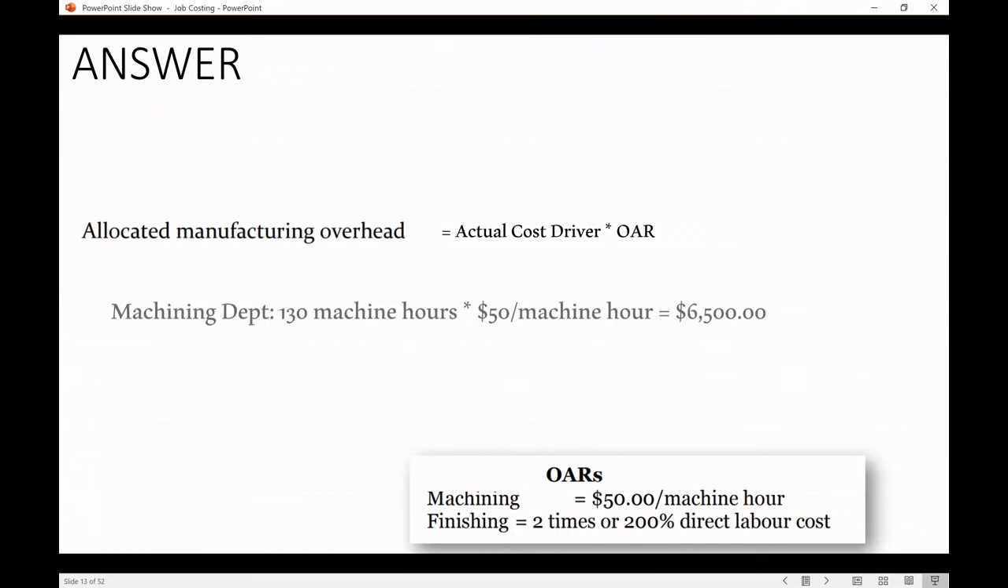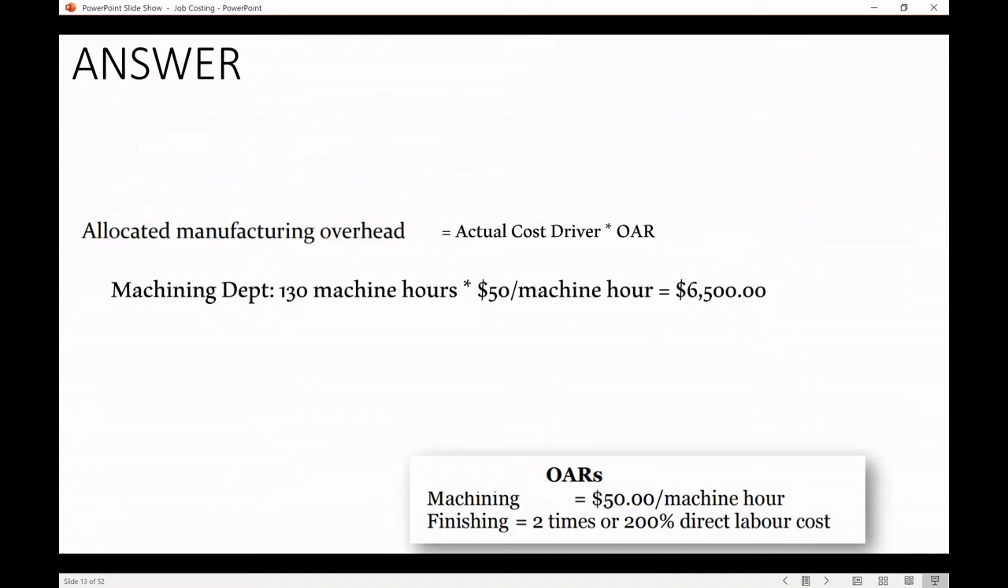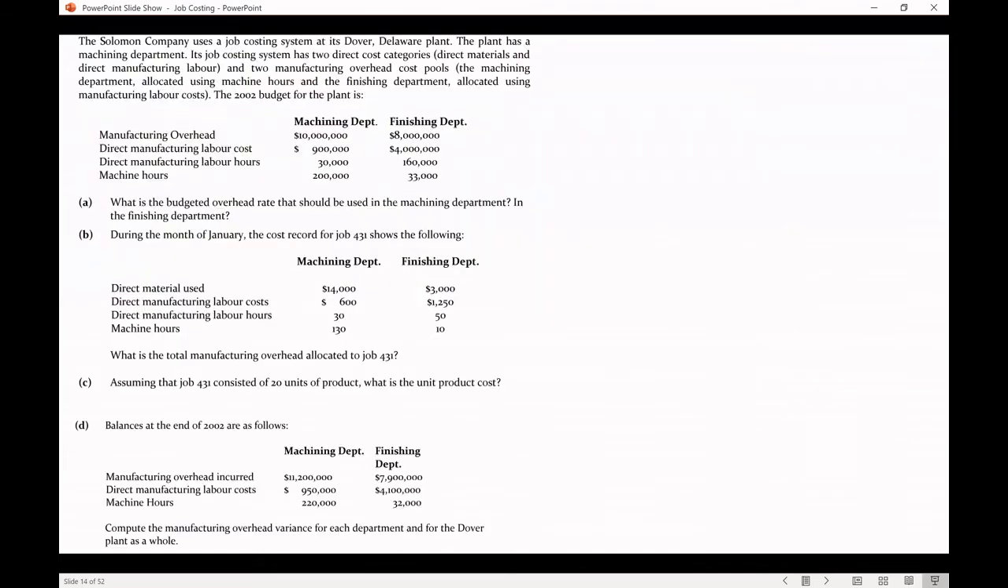6,500, right? So the machining department, 130 machine hours times the $50 per machine hour gives you 6,500. And for the finishing department, our actual cost driver, 1,250, times our OAR, which is 2, gives us 2,500. And the total of that is 9,000. So our total allocated manufacturing overhead is $9,000. So we would have answered part B. Let's move on to part C.